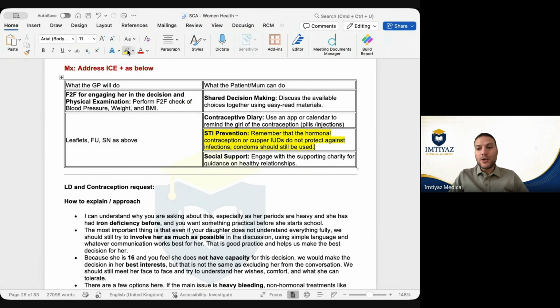And I would ask your help, mom, in this, because you are the close one to her. So I would ask you to give her more support in terms of reminding her every time to practice safe sex advice. Are you happy for that, mom? Okay.